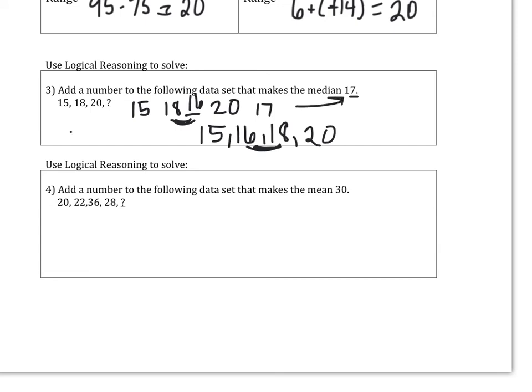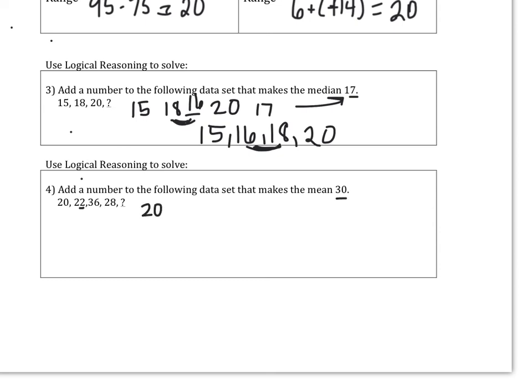Okay, and the next one, actually the fourth one, is use logical reasoning to solve and add a number to the following data set that makes the mean, remember that's the average, 30. So here's your numbers, you need one more, and with all of those you want the mean to be 30. So let's see how we'd go about doing that. So let's put in what we already know. If we add our numbers together and divide by the number that there are, it's going to give us the mean, which we know is 30.